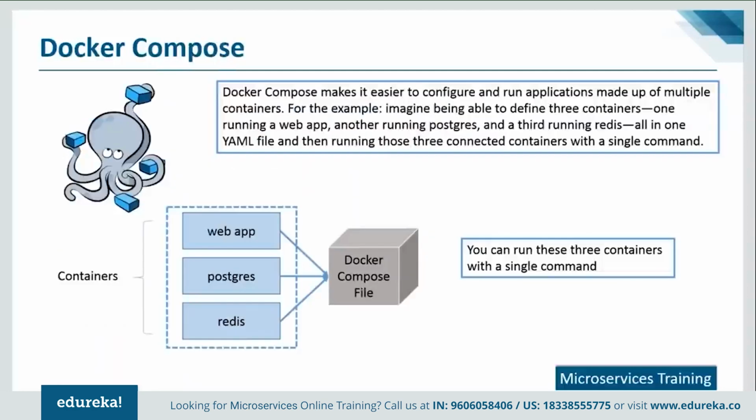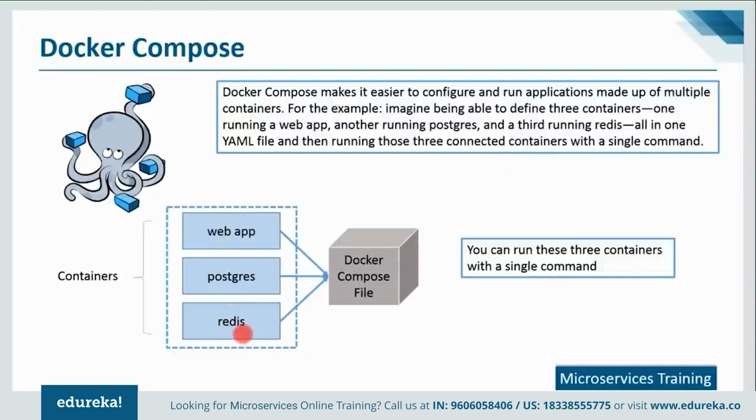Now I'm going to talk about Docker Compose because this is what I'm going to use in today's session. What exactly Docker Compose is: when you have multiple containers, Docker Compose makes it easier to configure and run applications that are there in those containers. What I mean by that, consider the example in front of your screen. Imagine I'm able to define three containers, one running a web app, another running Postgres, and a third Redis, all in one YAML file, and then run those three connected containers with a single command. That's what Docker Compose is.